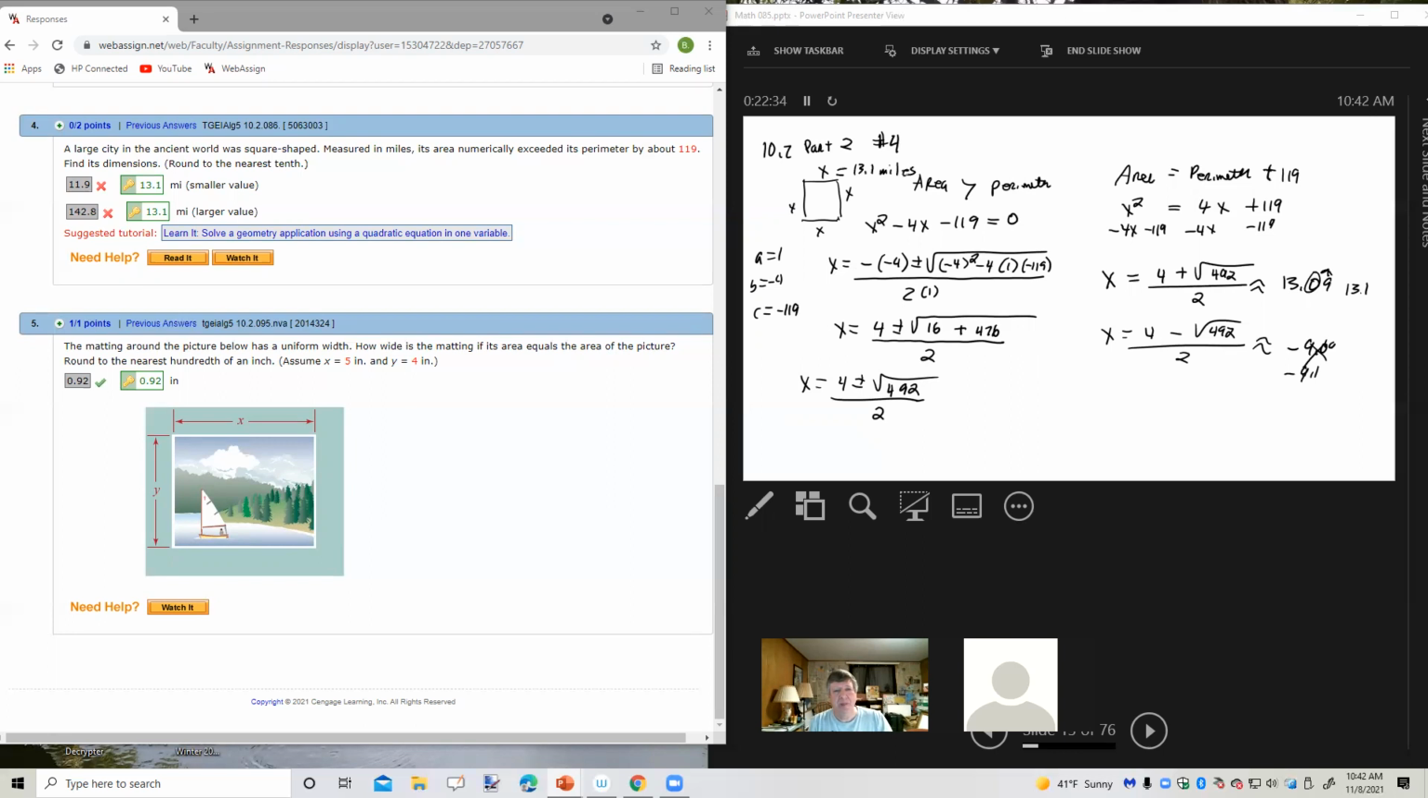Now, the instructions can be misleading, and students have a lot of trouble with this. Notice over here, it says smaller value, larger value. Well, since it's a square, both values are going to be the same. And as you can see here in the Webassign, 13.1 miles is the answer for both. So be careful with that. It's kind of poorly worded. It should just say, I suppose, one value, the other value, but they're the same values. Any questions about that problem?